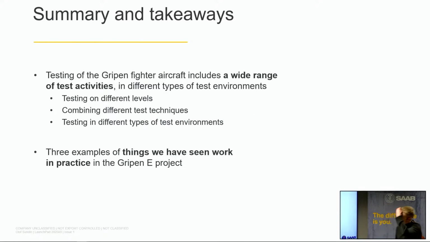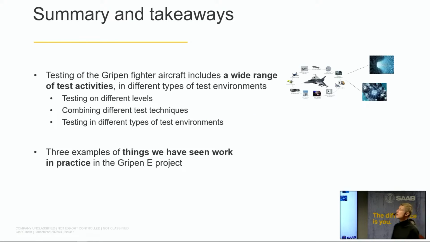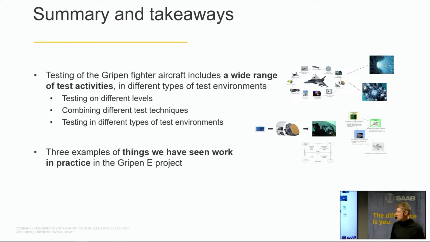So with this, it's time for summary and takeaways. We talked about how we test the Gripen fighter generally, and we've seen that it's very much about testing a large-scale and complex software system. We talked about how you do that: you test on different levels, you combine different test techniques, and you use different test environments. We also talked about the challenges related to this. It is about how you stick to the strategy to test the right thing on the right level, find the right balance, and also how you put the right test activity in the right test environment.